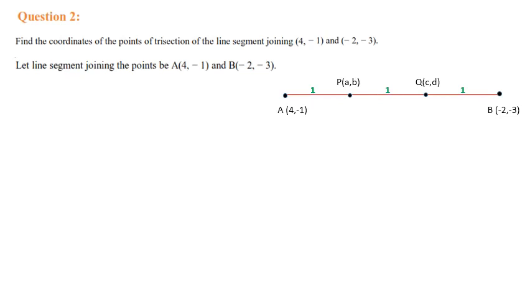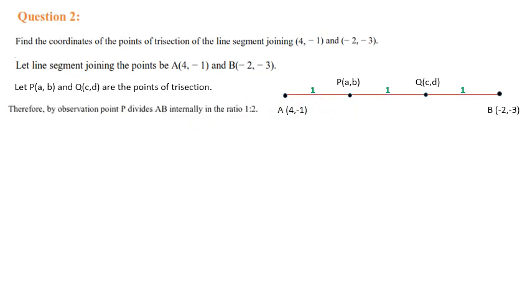Now let us go for the assumptions. Let the line segment joining the points be A (4, -1) and B (-2, -3). So here simply the points are given. I have assumed the first point as A and the second point as B. And P and Q are the points of trisection. Points of trisection means whenever P and Q come onto the line segment, AB is divided into three pieces as PA, PQ, QB, and all these three pieces are equal.